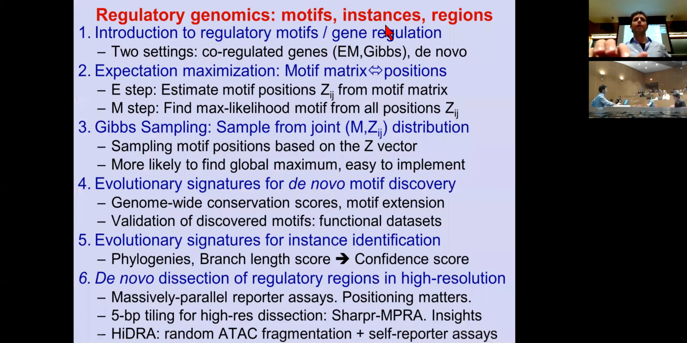basically recap by saying that motifs are at the core of all of these regulatory genomic assays, and there are techniques for finding those based on their overrepresentation, for discovering them de novo based on their evolutionary conservation, for finding their individual instances using this branch length score, and then for de novo dissecting in high resolution these regulatory regions.